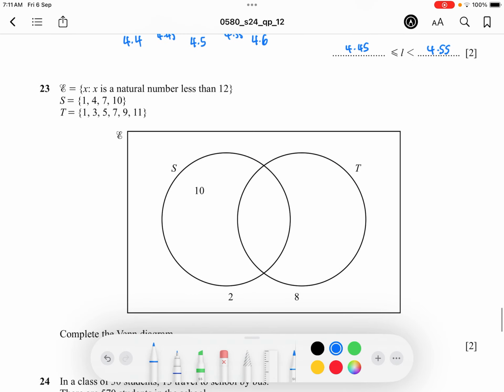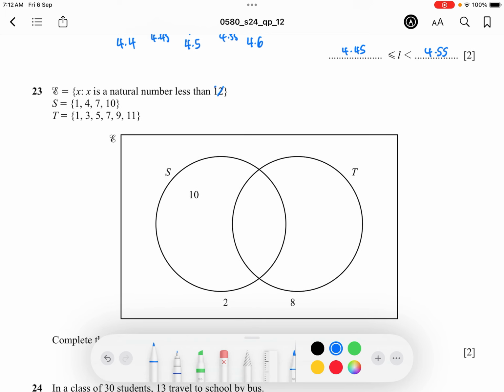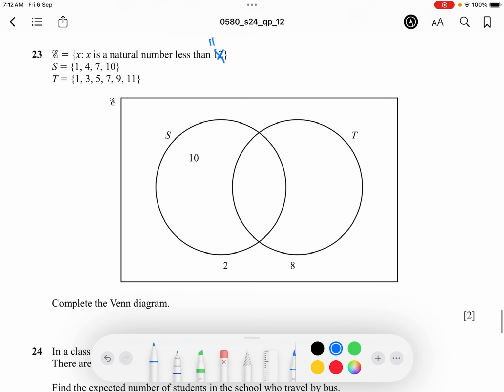Question 23. X is a natural number less than 12. That means 12 is not included. It stops at 11. So set S is given, set T is given. Complete the Venn diagram. First, we identify, is there any similarities? Is there any common numbers? So we can see 1 and 1 is the same thing. 7 and 7 is the same thing. So these values that are the same, that is where you put it in the middle.